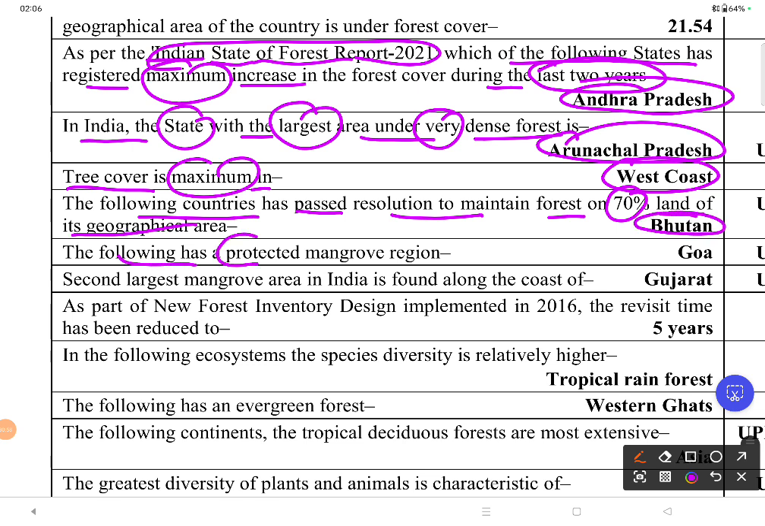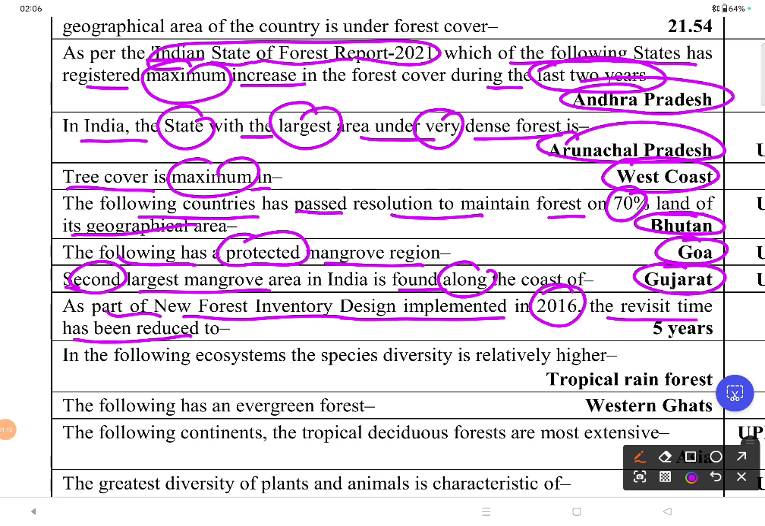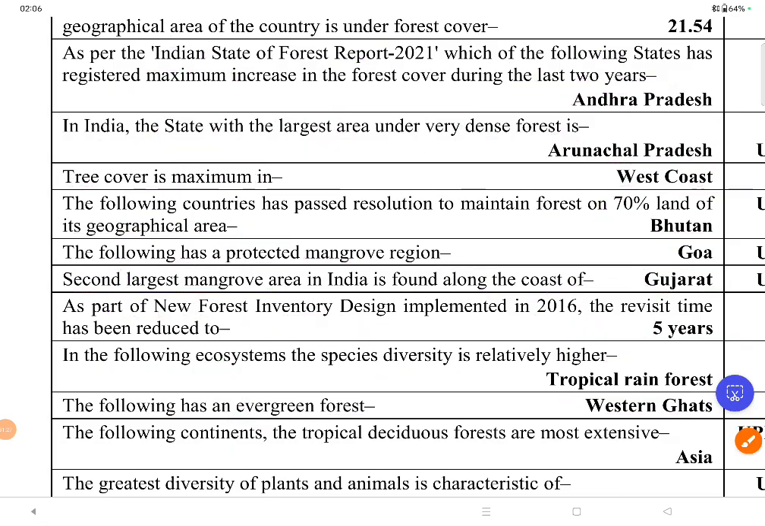The following has a protected mangrove region, Goa. Second largest mangrove area in India is found along the coast of Gujarat. As part of new forest inventory design implemented in 2016, the revisit time has been reduced to 5 years. In the following ecosystem, the species diversity is relatively higher: tropical rainforest. The following has an evergreen forest, Western Ghats.